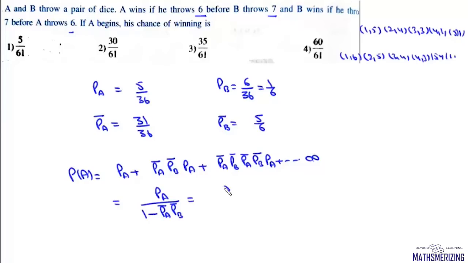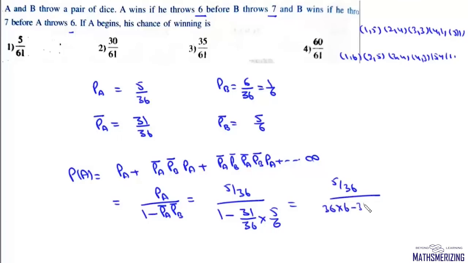Now probability of A is 5 by 36. Now P(A not) is 31 by 36 and P(B not) is 5 by 6. Now this probability is 5 by 36, and here it is 36 into 6 minus 31 into 5 upon 6 into 36. Now 36 will cancel. Now this is 30 upon 61, and that's your option 2.